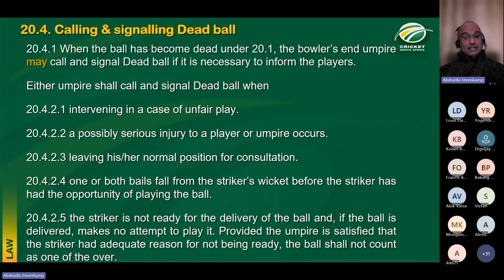The umpire then needs to call and signal a dead ball because the striker was now distracted. But importantly, if a butterfly flies across the striker and the striker now pulls away, the striker needs to make no attempt to play at the ball.